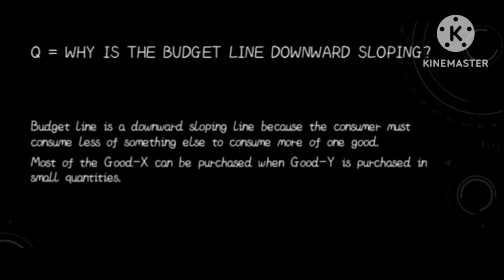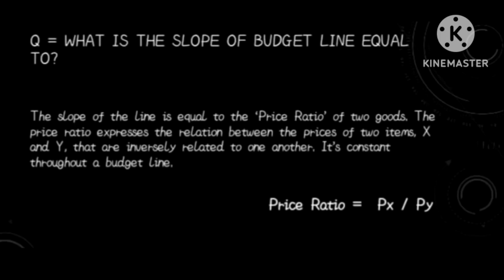Another one is, why is the budget line downward sloping? Budget line is a downward sloping line because the consumer must consume less of something else to consume more of one good, and most of good X can be purchased when good Y is purchased in small quantities.